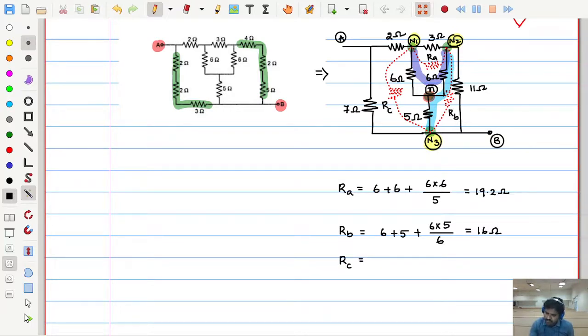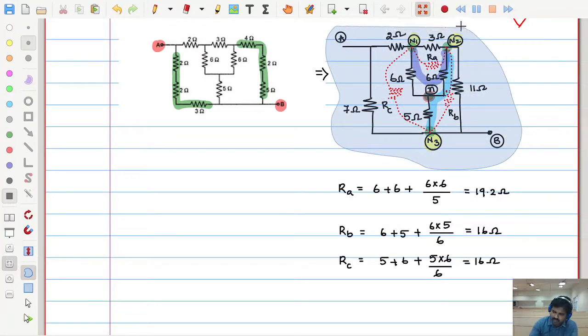Now you should be in a position from N3 to N1. What will be the resistance which we come across? 6 plus 6 plus 5 into 6 by 6, this 5 and 6. I think we will get the same answer, 16, sir. 16. Now in the next step we will take this same diagram one step ahead.